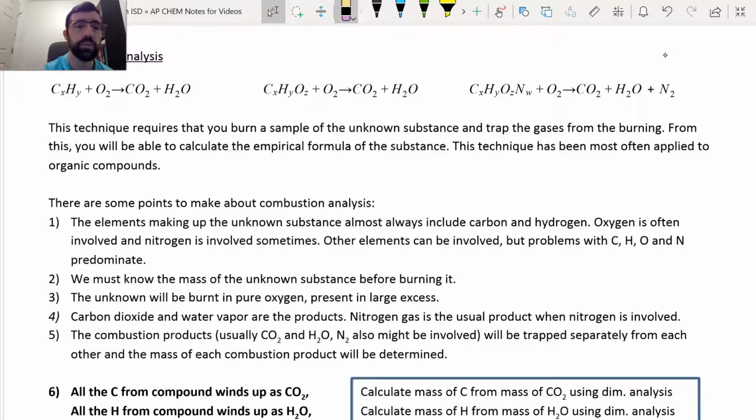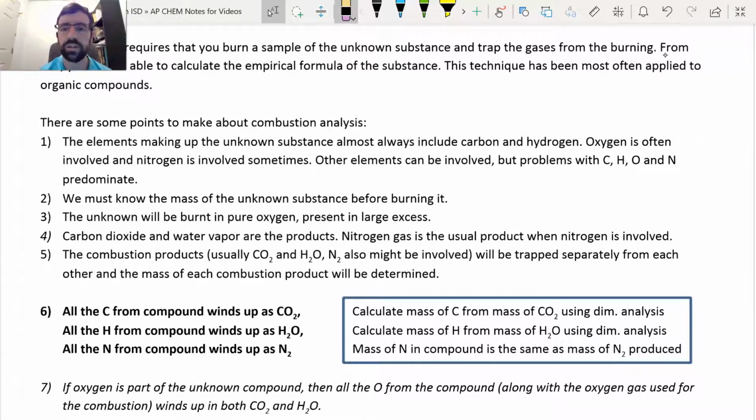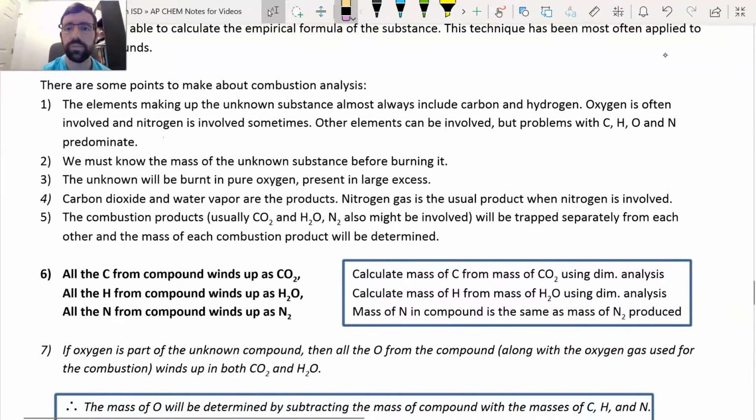Combustion analysis is when you burn it in the presence of oxygen, and we analyze the amount of product that we get, and we try to figure out what the formula is. So it requires that you burn an unknown substance and trap the gases from the burning. We'll calculate the empirical formula for the substance.